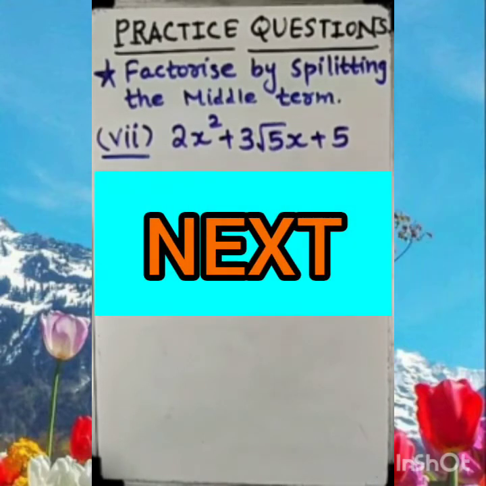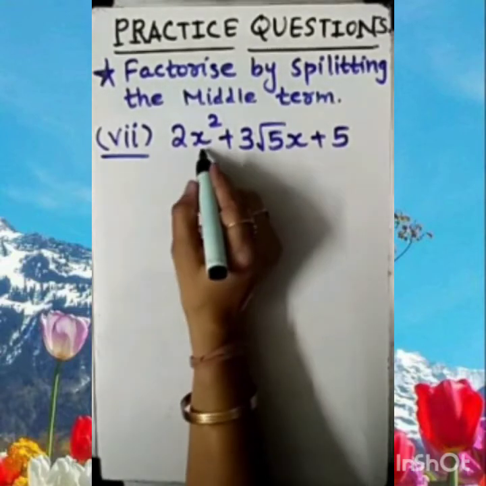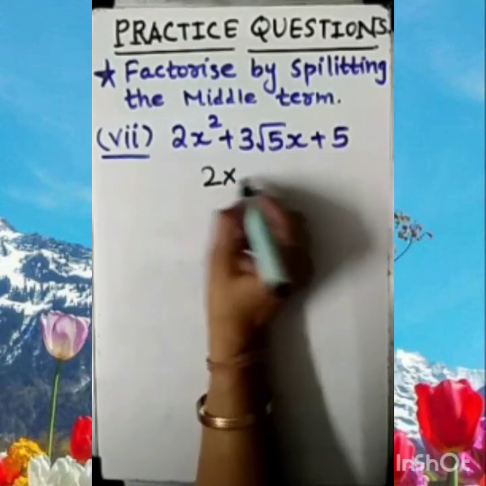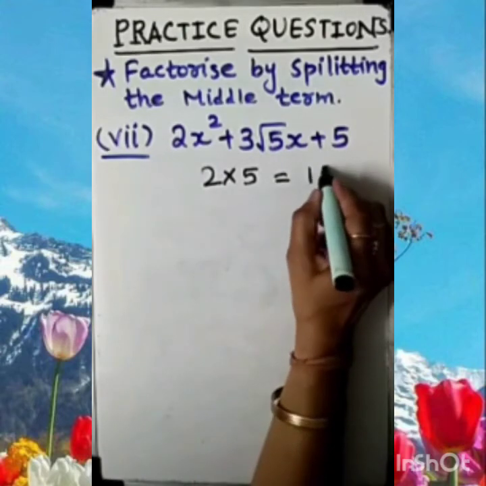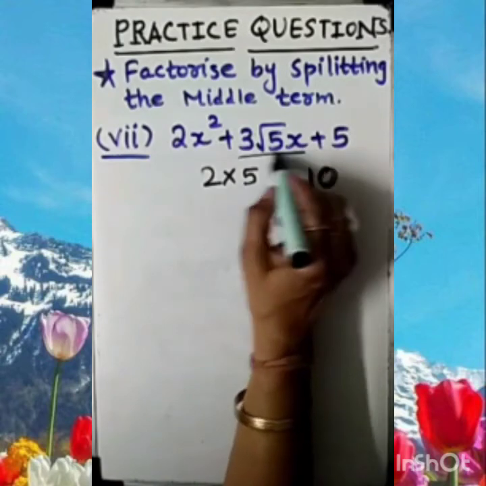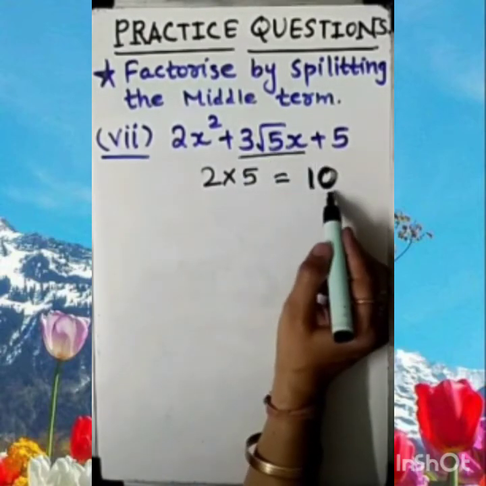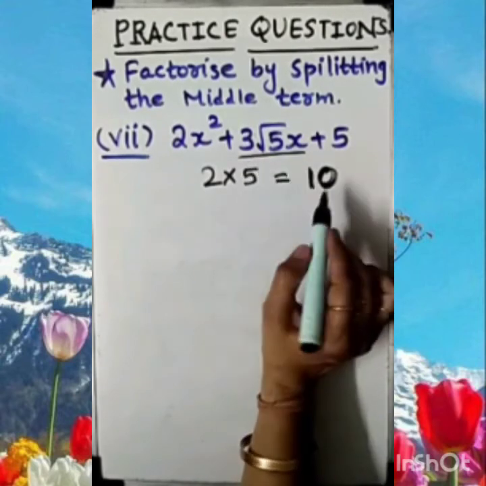One more question you can find on your screen, dear student. Let's try to understand the same thing in a better way. 2x square plus 3 root 5x plus 5. So as usual, the coefficient of x square is 2, the constant term is 5. So the product of 2 into 5 is 10. So here we need to set the middle term in such a way that the product should be 10 and the sum of these two must be 3 root 5.